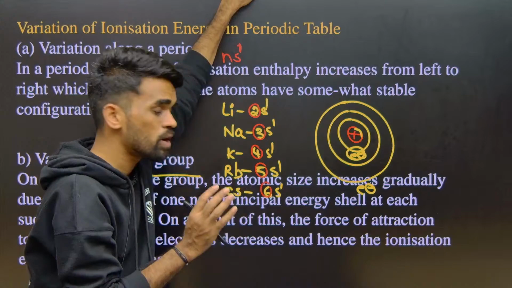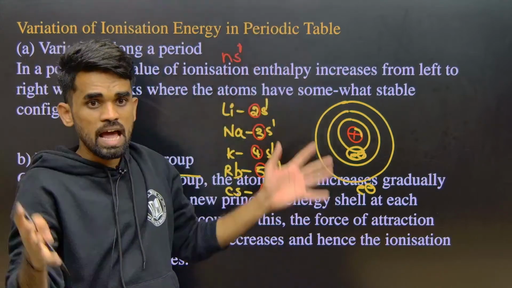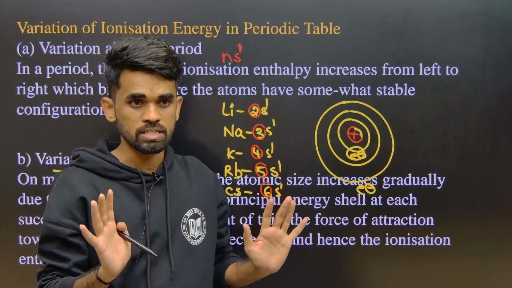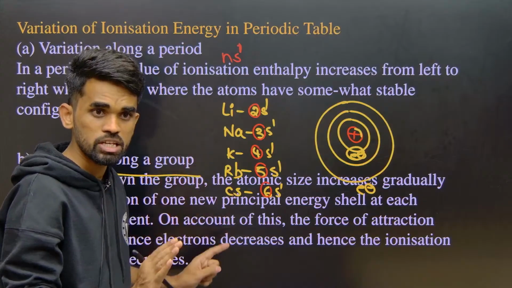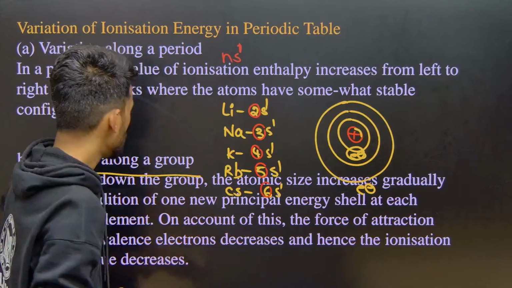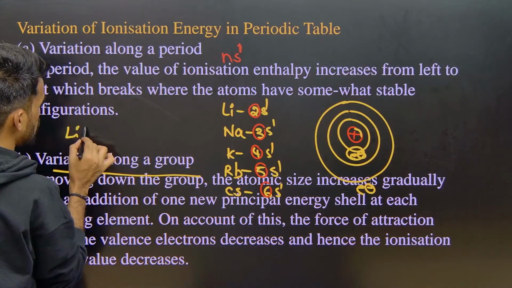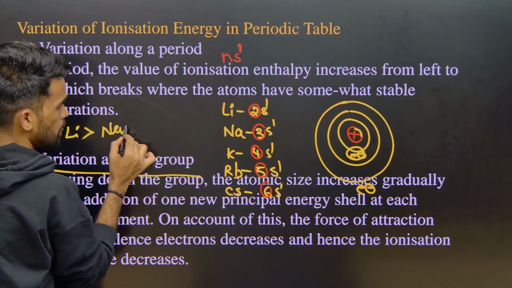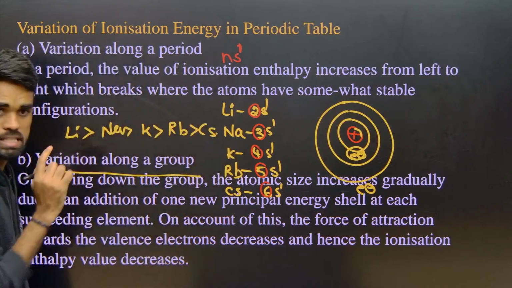So which is having lower ionization energy? The larger atom has lower ionization energy. Down the group, atomic radius and size increase, so down the group ionization energy decreases. So what is the order of these ionization energies? Lithium is the largest, then sodium, potassium, rubidium, cesium. Is that clear or not?